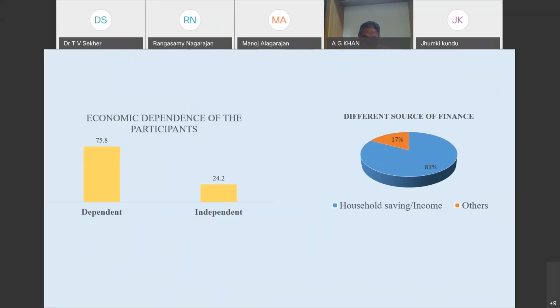Economic dependence of the participants: the majority of the elderly people are economically dependent on their families or other members, and the major source of their finance is household savings or income.